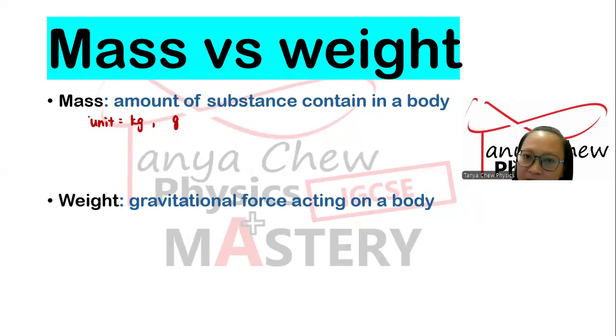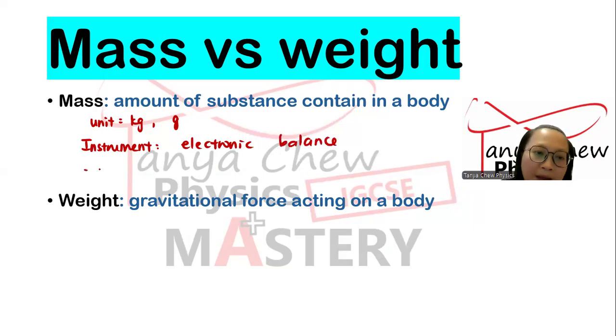And the apparatus, the instrument to measure the mass, is called electronic balance. And bear in mind, mass is a scalar quantity. Scalar quantity means mass cannot take negative value, right?